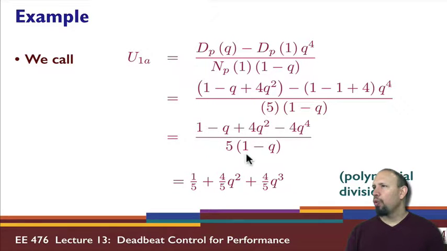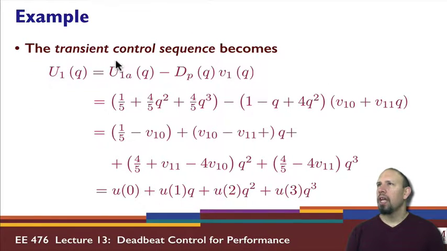This again has 1 minus Q as a factor. When we factor it, this is what we get. But using polynomial division, we can find U1A. And so the transient control sequence is given by this expression. And again, it is a function of V1 0 and V1 1. Okay, and so if we were to gather coefficients in Q, this is the coefficient times Q to the 0. This is the coefficient times Q to the 1.